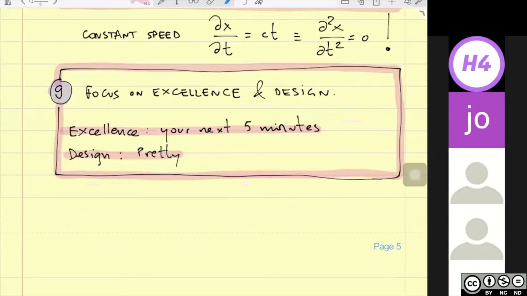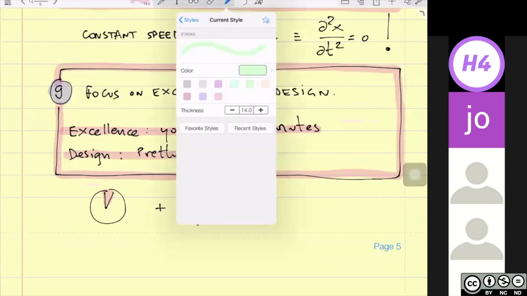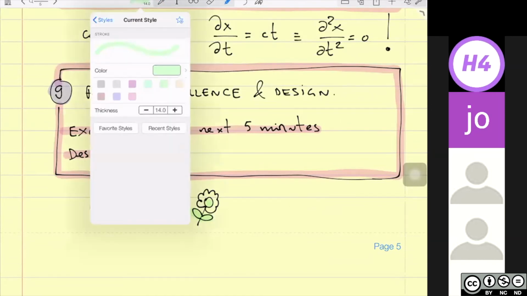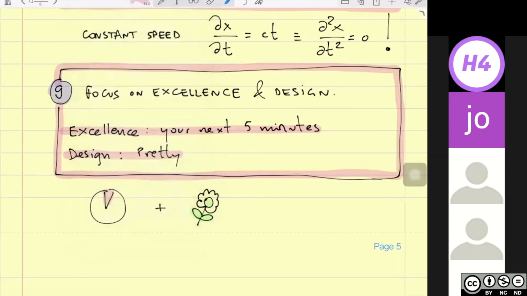Okay, so the next 5 minutes, and that's your time window, plus pretty looking. Okay, make it look pretty, or at least as pretty as you can.